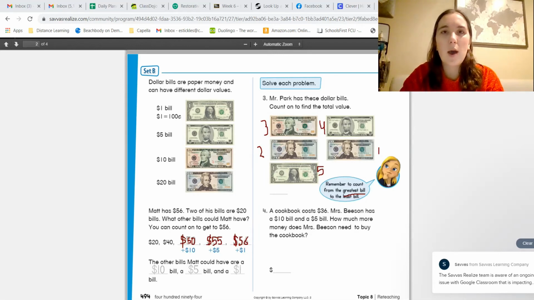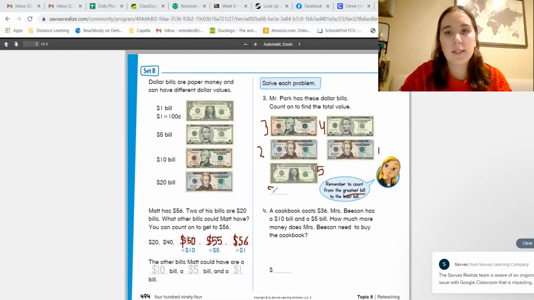With bills, I feel like I don't have to because I can see the number on the bill because it's printed. So I'm starting with my 20, plus 20 more would be 40. Plus 10 would be 50, plus 5 would be 55, plus 1 would be 56. So I see $56 that Mr. Park has.